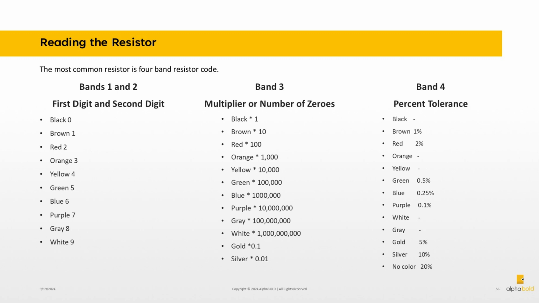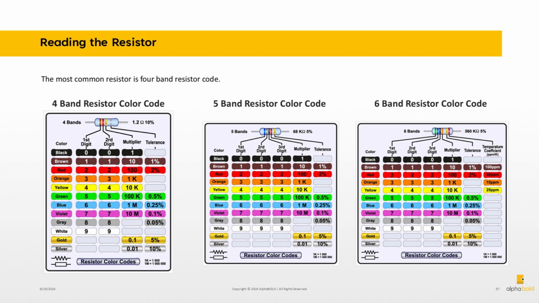Band 4: this band represents the tolerance, or the percentage by which the actual resistance value may differ from the indicated value. For example, if the fourth band is gold, the tolerance is 5%. So, the actual resistance value could be anywhere between 23,750 ohms and 26,250 ohms. By using this color code chart, you can quickly and easily determine the resistance value of a resistor.